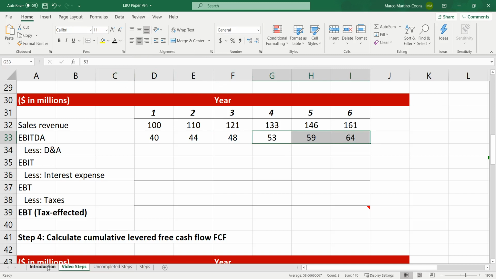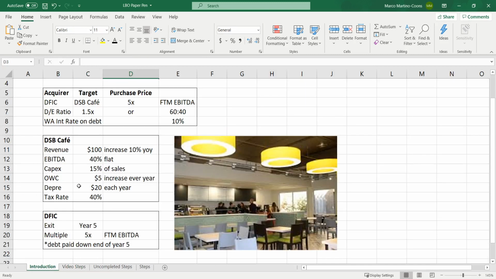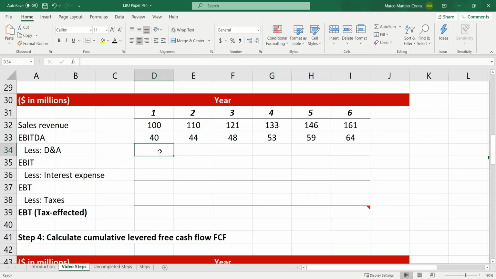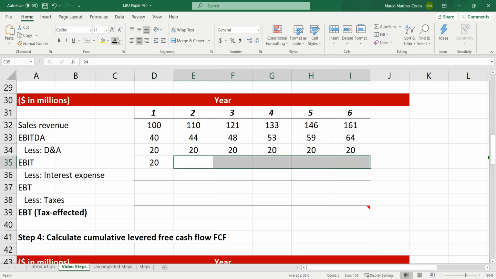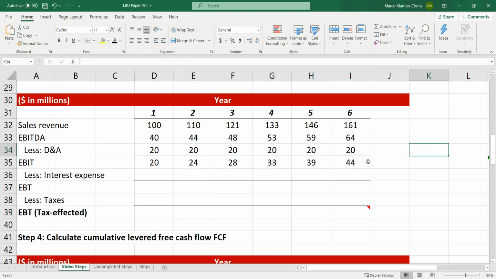Now let's look at depreciation and amortization. So $20 every year. That's going to be extremely simple. All we have to do is fill in $20 year over year. Now we just need to do our EBITDA less D&A. So 40 less 20 is 20, and then we're going to get to 24, then 28, and so on. So I'll just fill those in.